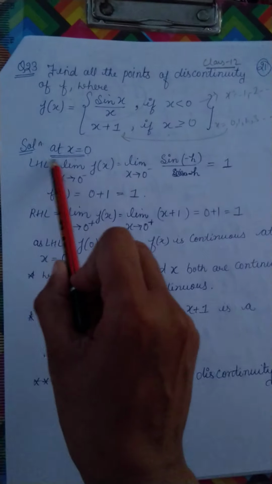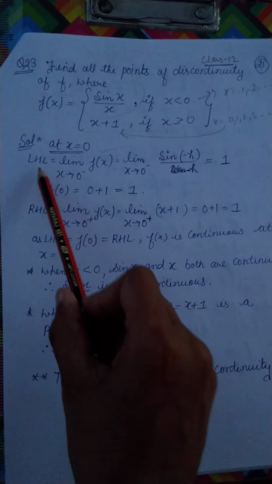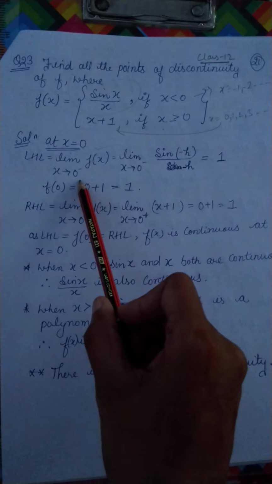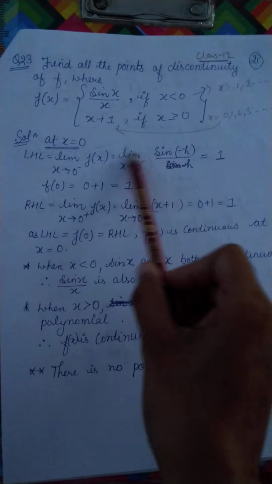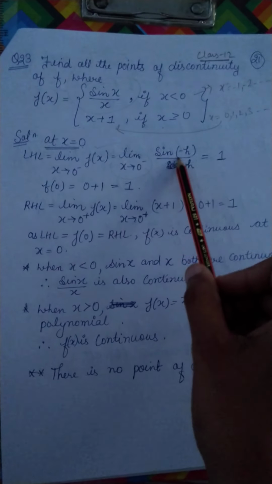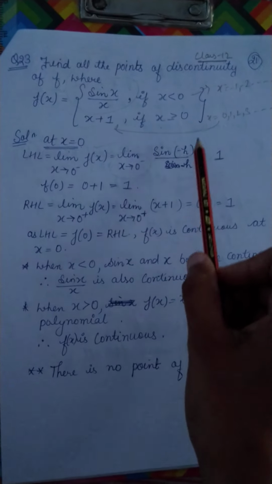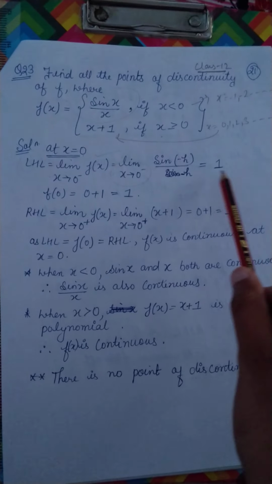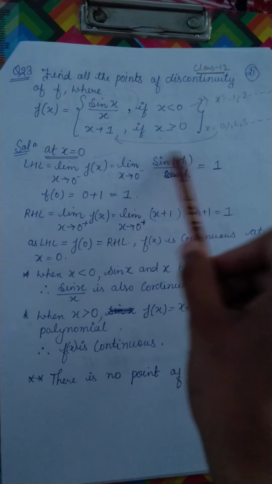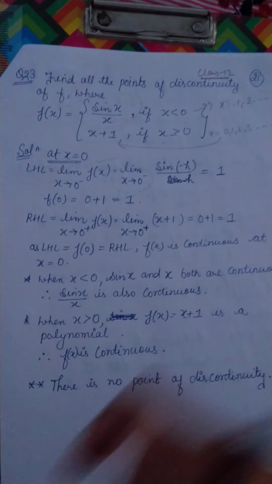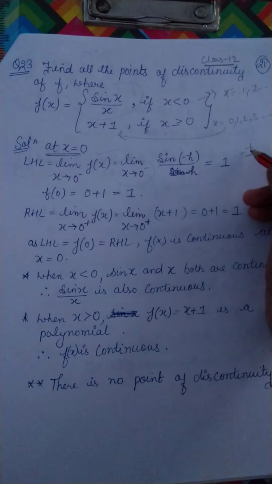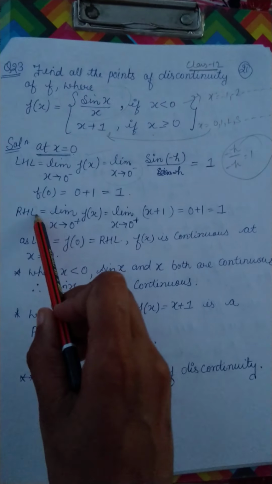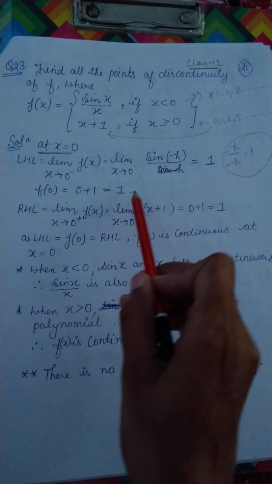Now बच्चे, at x is equal to 0, the limit LHL, limit of f(x), x tends to 0 negative, will be limit of sin of minus h upon h. Why h beta? We have substituted h in place of x, that is equal to 1, because sin of minus h will give us minus sin h, and then when minus sin h is divided by minus h, we will get 1. And now your f of 0 will be equal to 0 plus 1, that is 1.